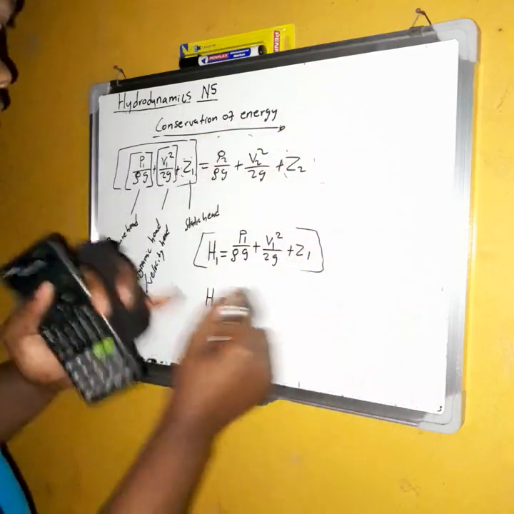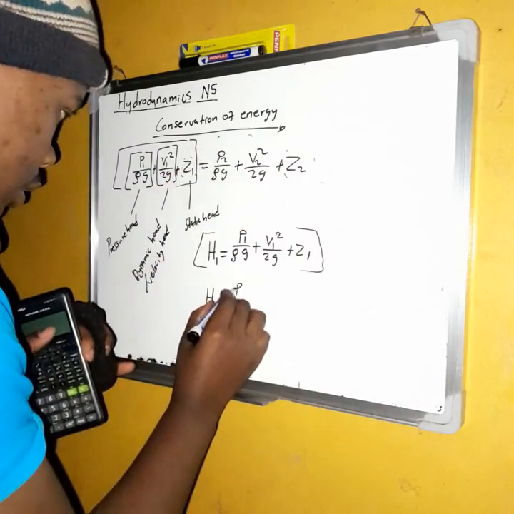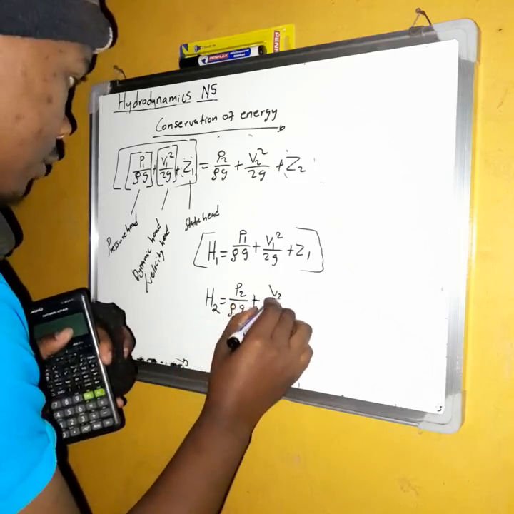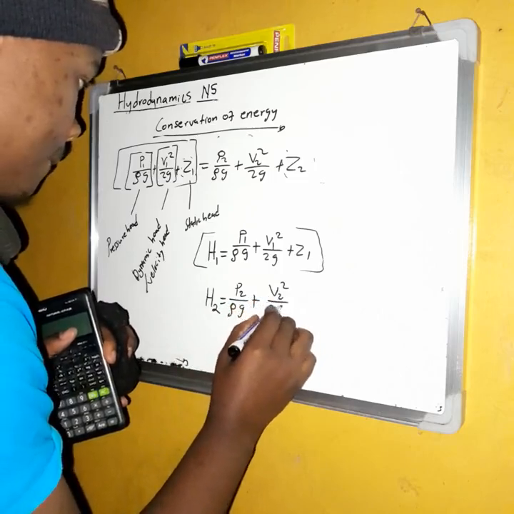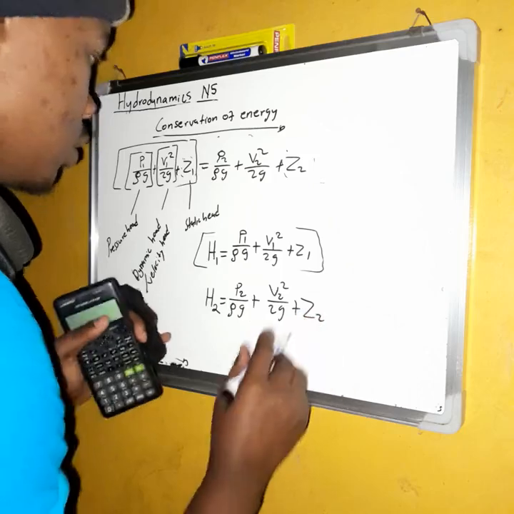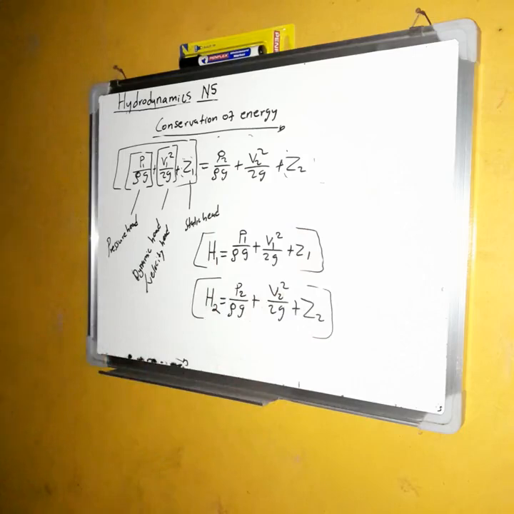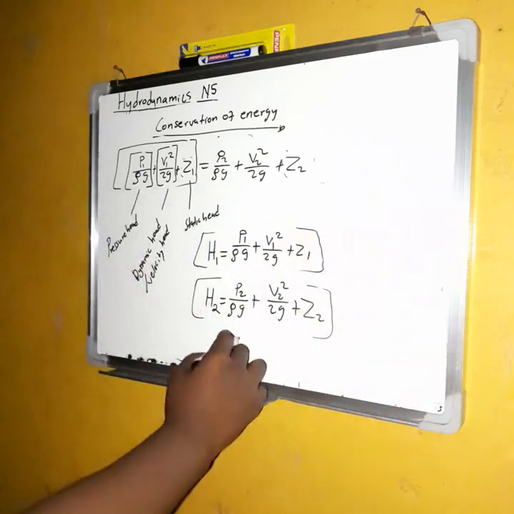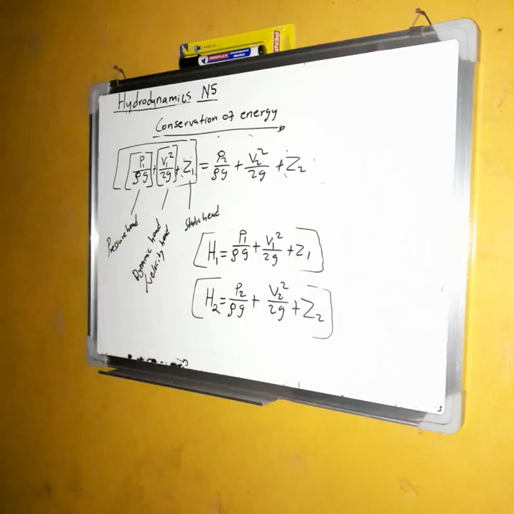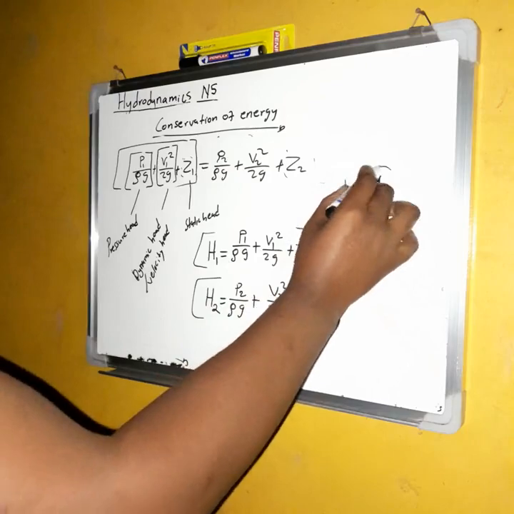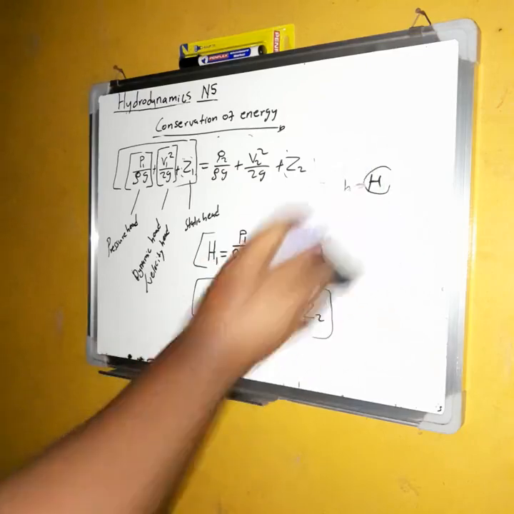This is on the right hand side. H2 will be P2 over density multiplied by g, plus V2 squared over 2g, plus Z2. This is H2. Call this the energy head, all of the energy. There is a difference between the small h and the big H. This is the big H.